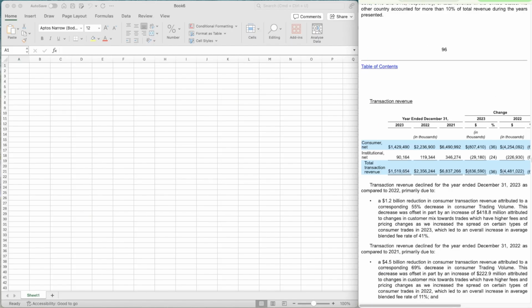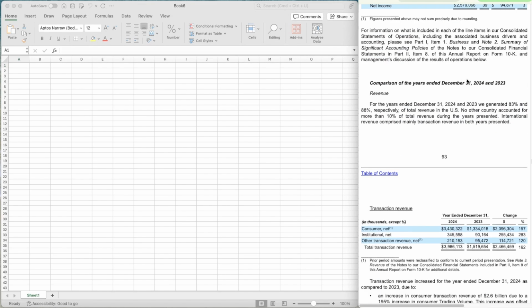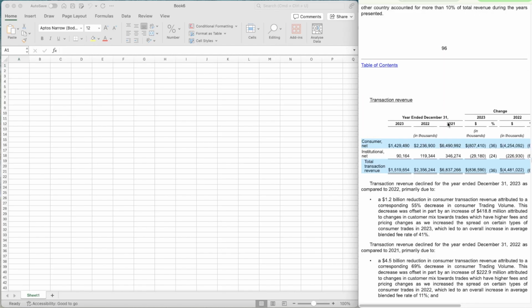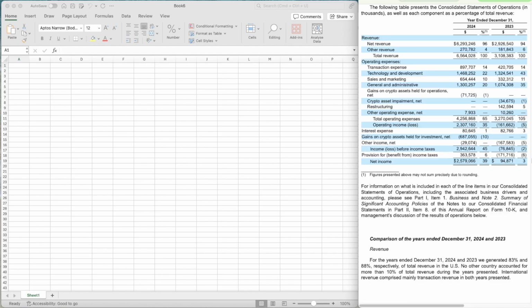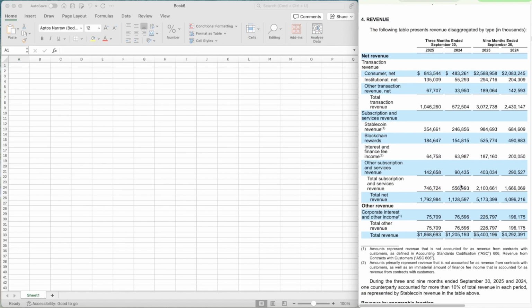Open those up. Come to page 97 on the 2024 one. Page 93 on the one that was released this year, the annual for the year ending at the end of 2024. This one is for the end of year 2023. So this is for 2024, then this is the 10-Q. Come to page 14 on that one.